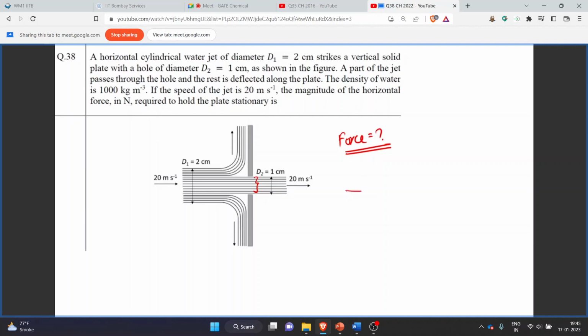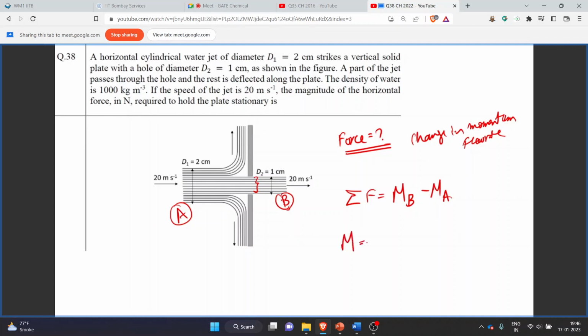So for any system with flow, we can write that the summation of force will be the change in momentum flow rate. Let's consider this as point A and this as point B. Then we can write this force as MB minus MA, where MB or MA is M dot into velocity, that is, mass flow rate times velocity. Or we can also write this as rho A V and again V. So this will become rho times pi by 4 d square into velocity square. So this is the formula for momentum flow rate.